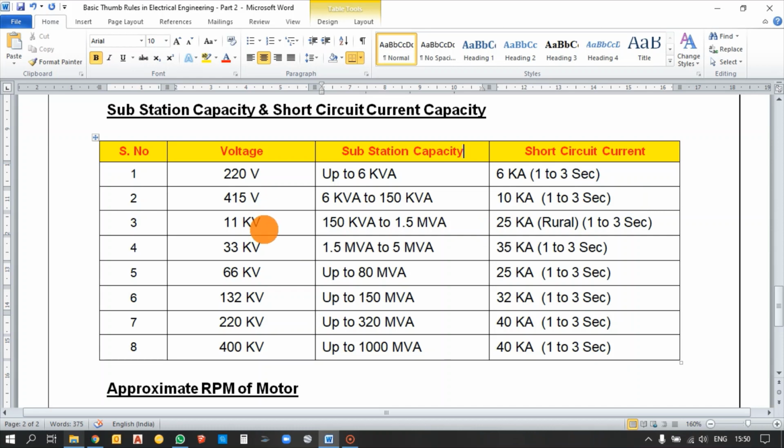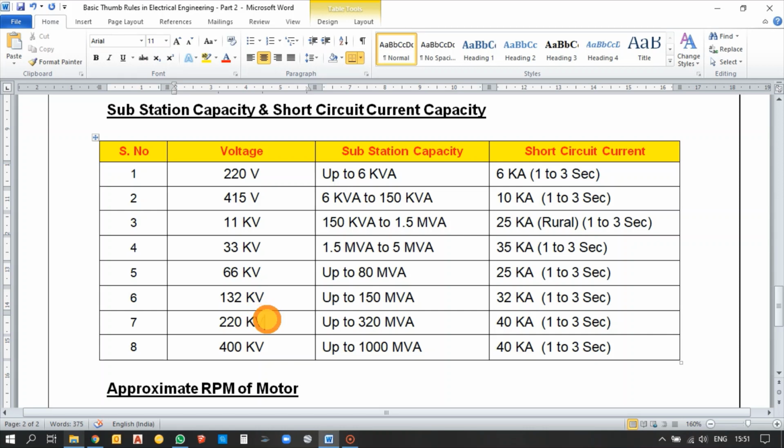In case you have an 11 kV system, the maximum substation capacity is 150 kVA to 1.5 MVA. So 1500 kilowatt can be maximum used in an 11 kV system, and the short circuit current will be 25 kiloamps for 1 to 3 seconds. For 33 kV it is 1.5 MVA to 5 MVA max, and the maximum short circuit current is 35 kiloamps for 1 to 3 seconds. For 66 kV it is up to 80 MVA, so short circuit will be 25 kiloamps, and for 123 kV it is up to 150 MVA, and short circuit current will be 32 kiloamps.